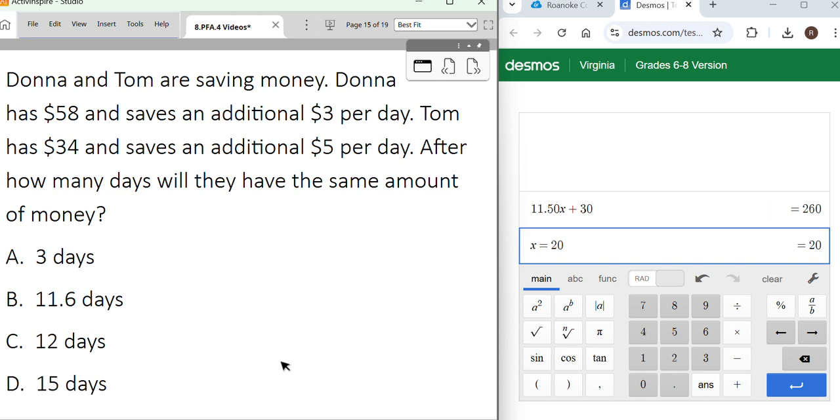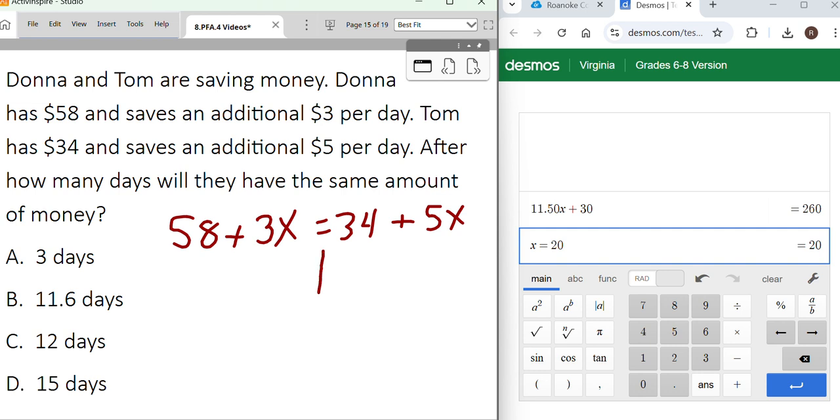Now let's look at this one. It says Donna and Tom are saving money. Donna has $58. Good for her. And she is going to save an additional $3 per day. Tom has only $34. That's all right, Tom. But he's going to save an additional $5 per day. After how many days will they have the same amount? And the same is where that equal sign comes in.